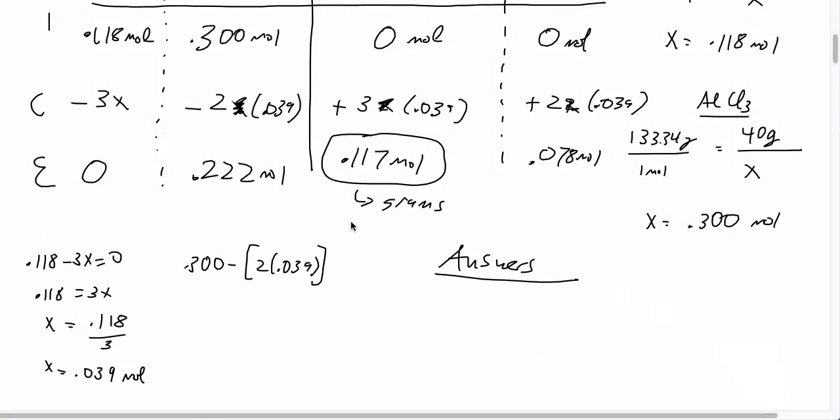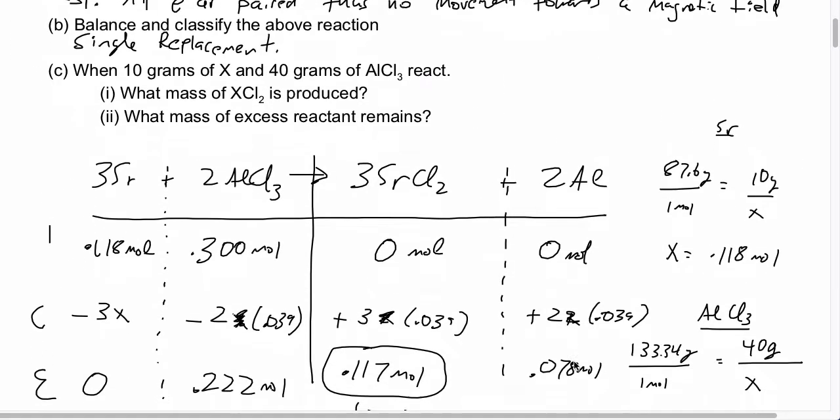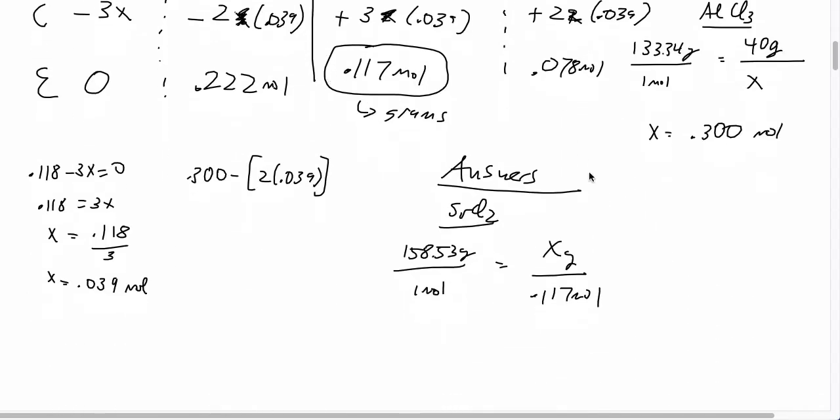So this is going to be for SrCl2. So we have 158.53 grams in every 1 mole, X grams in every 0.117 moles. So we're going to take 0.117 times 158.53, and that's 18.548. And if we look up here in the problem, we have 2 significant figures because there are 2 here and 2 here. So we're just going to call this answer 19. 19 grams of SrCl2. That's the first answer.